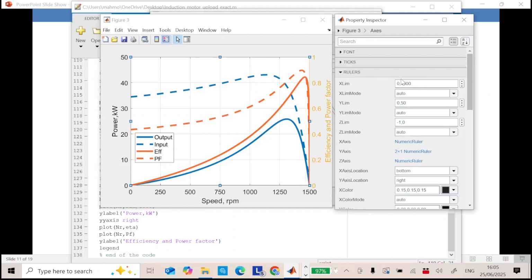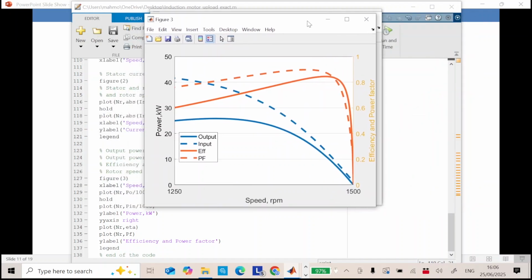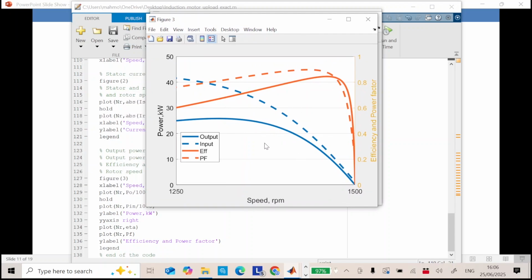Click on the rulers. So here, rather than writing it from 0 to 1500 RPM, I'm going to write it from 1250, for example, to 1500 RPM. So that one is changed. Also, you can change the text between 1250 and 1500 to change the grid. You can find that one here. This is the range you are looking for. Okay. I'm going to disable this arrow, close this menu, and then look at this curve or this data.